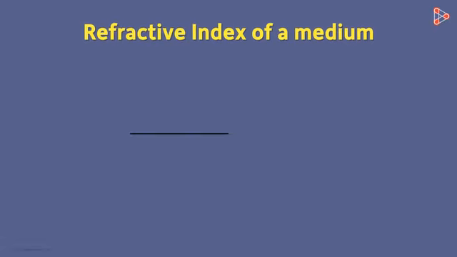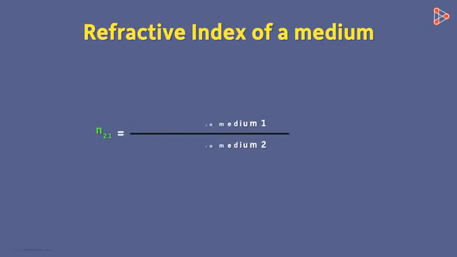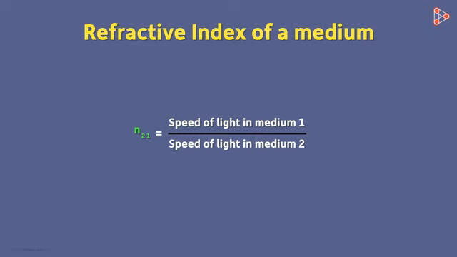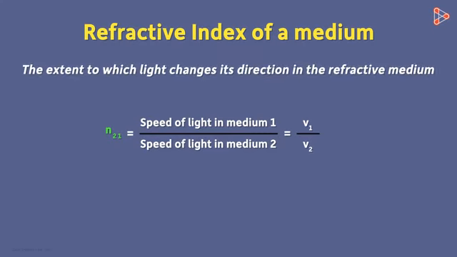Mathematically, it is the ratio of the speed of light in the incident medium to the speed of light in the refractive medium. It's denoted by n, and the two numbers in the subscript are the two mediums. We read this as the refractive index of medium 2 with respect to the incident medium 1. Also, v1 and v2 are the speeds of light in medium 1 and 2 respectively. We can also define it as the extent to which light changes its direction in the refractive medium.